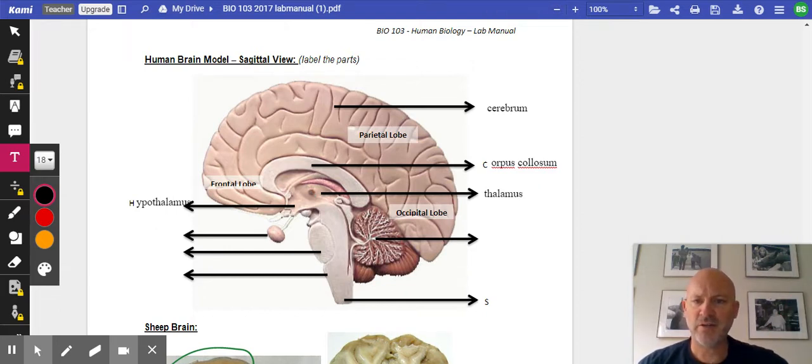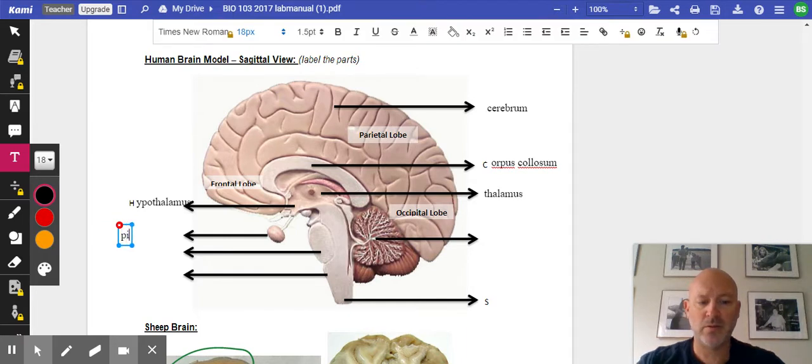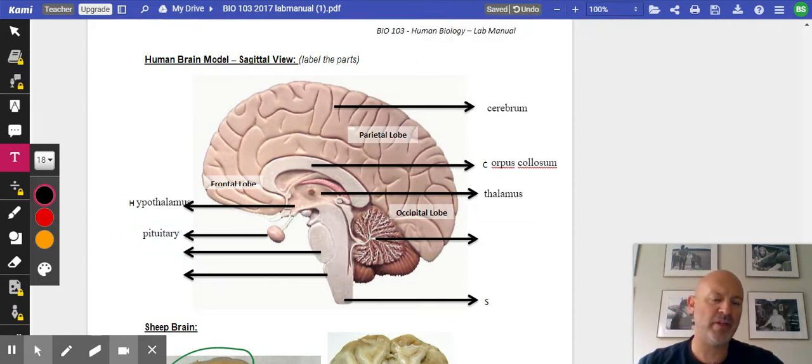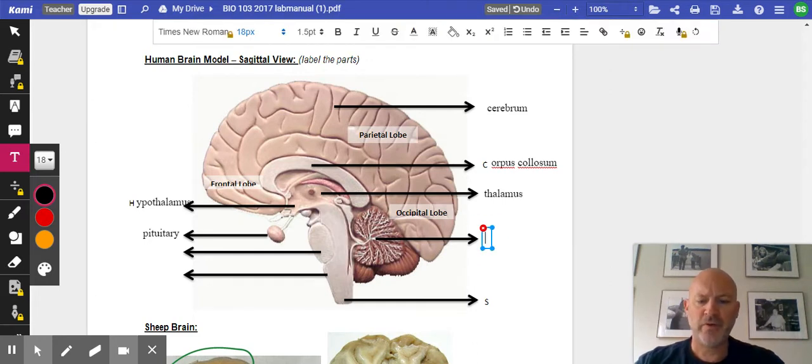This thing down here is the pituitary gland. Pituitary gland is the master gland for the endocrine system. And the pituitary gland produces many hormones that have the ability to either turn on or turn off many of the other glands of the body. Over here we have the cerebellum. Cerebellum is responsible for the body's ability to conduct smooth muscle movements, as well as balance and coordination.